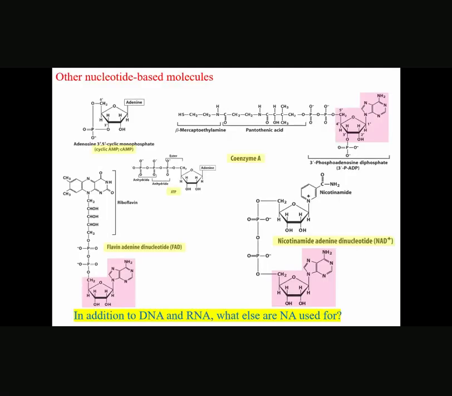All right, so what other molecules have these nucleotide bases? Well, the second messengers, which we talked about in endocrine. We're going to talk about it again in neuro. We briefly discussed it in the BMS course at the very beginning. Cyclic AMP, coenzyme A, the energy molecule ATP, the energy molecule FAD, flavin adenine dinucleotide, and NAD, nicotinamide, also known as niacinamide adenine dinucleotide.